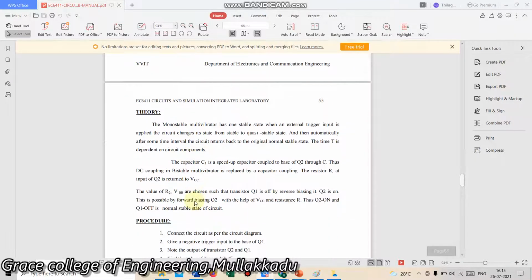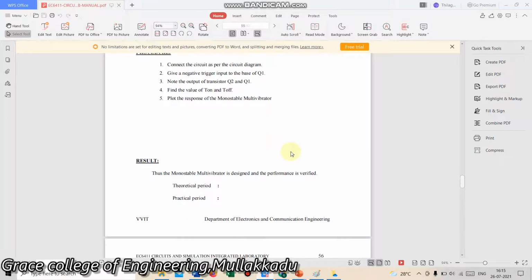The monostable multivibrator has one stable state. When an external input signal is provided, it moves from the stable to the quasi-stable state, and it automatically once again enters into the stable state because of the time constant T. Because of the capacitance C1, it gets charged and it is coupled to Q2 through the C. Thus, the DC coupling in the bistable multivibrator is replaced by capacitor coupling. The resistor R at the input of Q2 is returned to VCC. In this way we get the quasi-stable state and enter into the stable state by the triggering pulse applied, and a square wave is generated at the output.